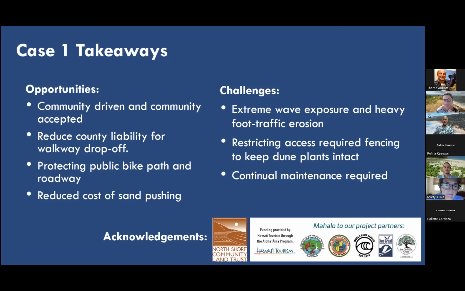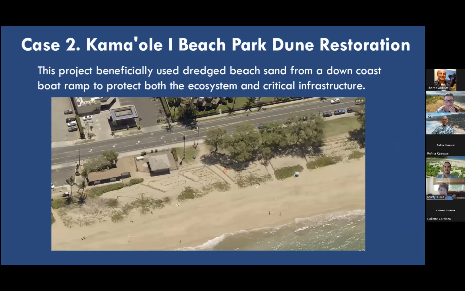The heavy foot traffic erosion was also extreme in this location. I mentioned earlier that restricting access required fencing. Otherwise, this would not have succeeded like it has. And of course, it goes without saying that you don't just build it and walk away. It takes continual maintenance. And this is where the community element was highly successful, in being a volunteer labor force that's ready to go. They bring their own materials and do repairs as needed. So I will stop there, and we can move on to our next case study.